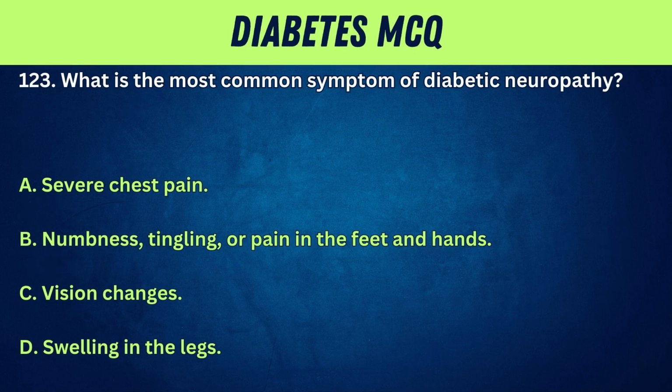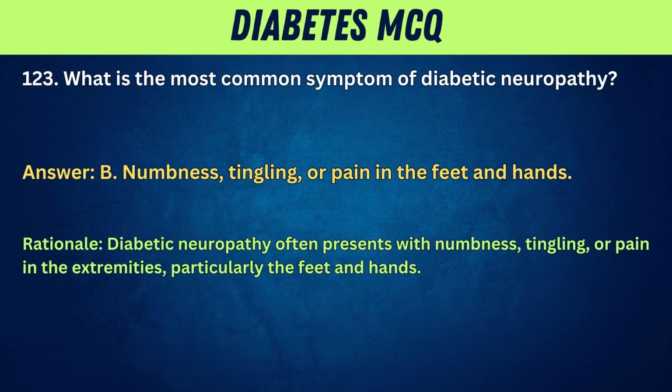123. What is the most common symptom of diabetic neuropathy? A. Severe chest pain. B. Numbness, tingling, or pain in the feet and hands. C. Vision changes. D. Swelling in the legs. Answer. B. Numbness, tingling, or pain in the feet and hands. Rationale. Diabetic neuropathy often presents with numbness, tingling, or pain in the extremities, particularly the feet and hands.